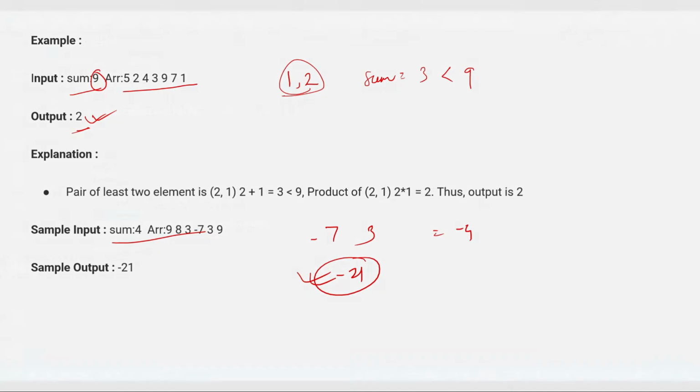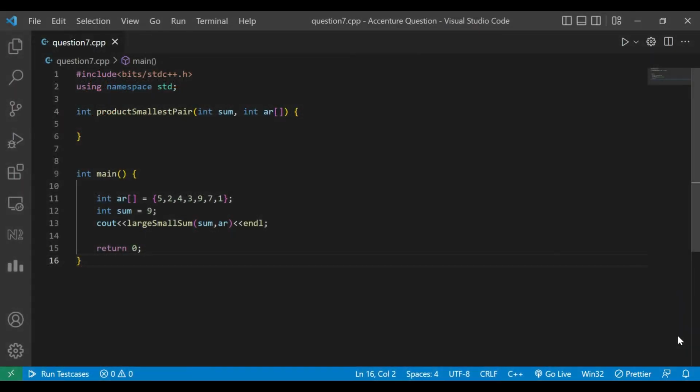Okay, so now let's start with the coding part. You can see here we have written one function, product smallest pair. Then we have a main method inside which we have one array and some variables, and we are just calling this method and passing this sum and array. Now we'll start with the coding part.